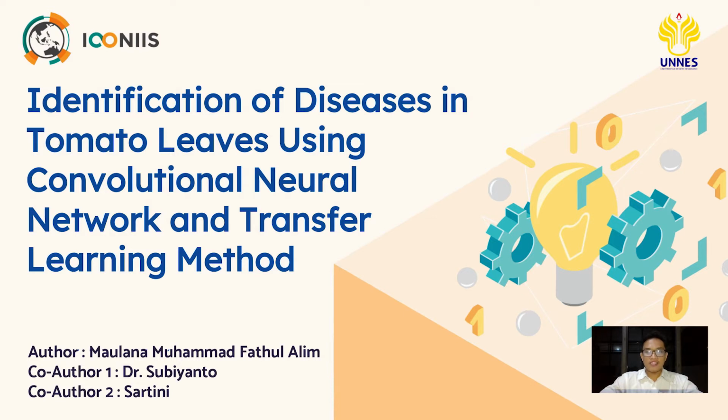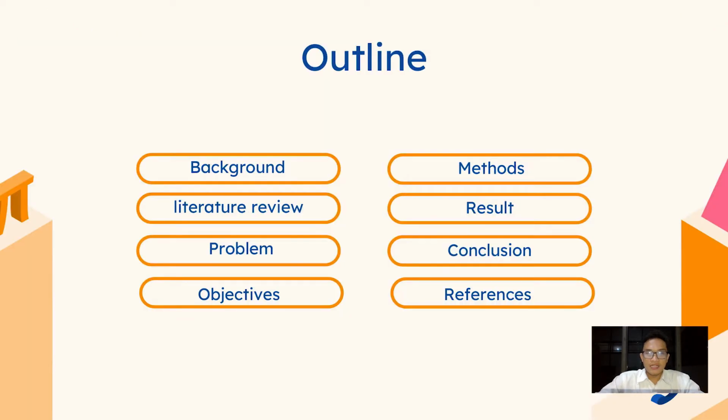And the title of this paper is Identification of Disease in Tomato Leaves using Convolutional Neural Network and Transfer Learning Method. And this is what my research has been looking at. So let's get started. The following is an outline of this research. Start from background, literature review, problem, objective, method, result, conclusion, and the references.